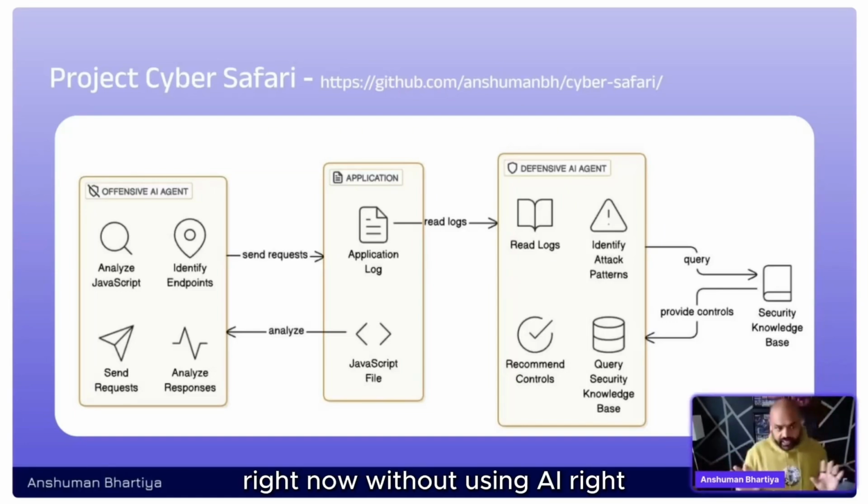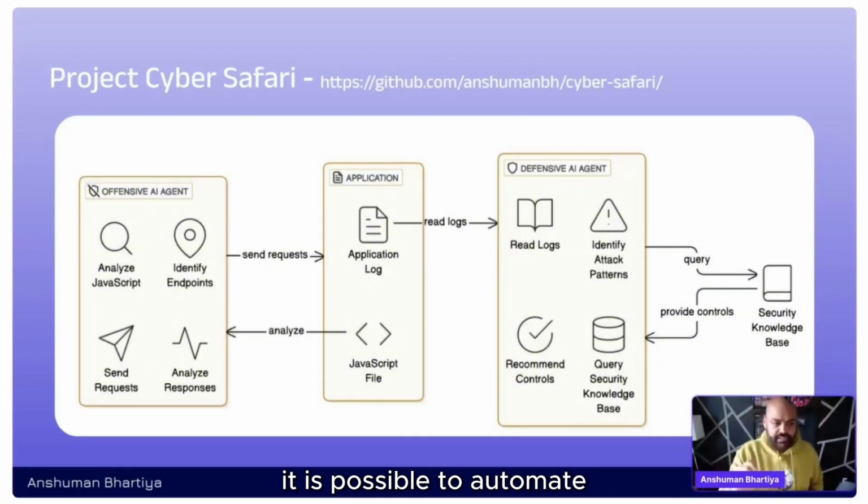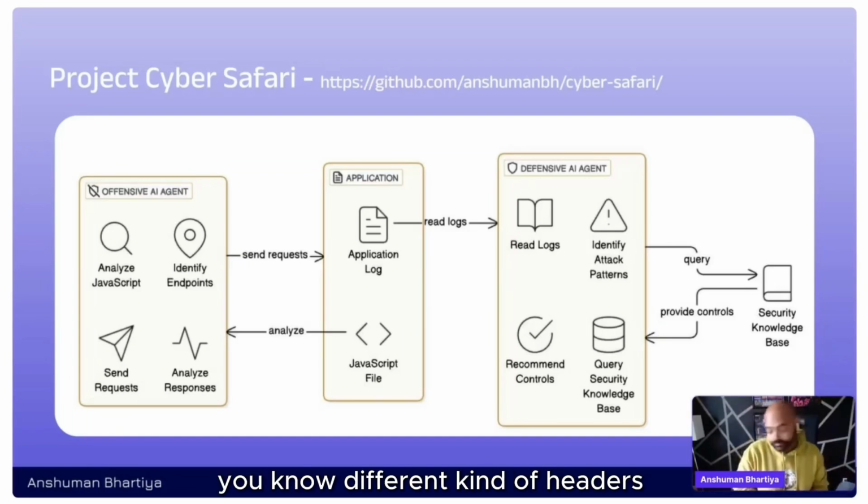Now, without using AI, it is possible to automate bits and pieces of this agentic workflow which I'm walking through. To give you an example, there are tools that can help analyze JavaScript files and identify endpoints. But generally speaking, it requires the automation to cover a bunch of variations, like different kinds of headers that might be required to send successful requests. There might be some hard-coded values. Building any automation that covers all of these edge cases has been very difficult in my experience.